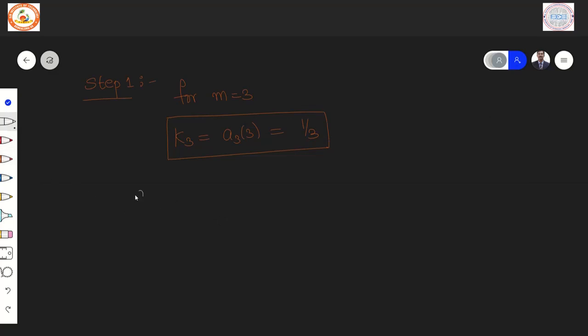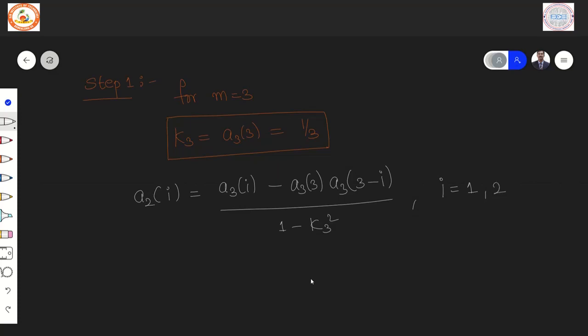Next, the second equation says Am minus 1 of i, the value of which I have to determine. So we just write the equation. Next we have Am of i minus A3 of 3 into A3 of 3 minus i, whole divided by 1 minus K3 square. This is after inserting the value m in the given formula. Now for this, the value of i that you can have is between 1 and m minus 1. So when you take m minus 1, we get the value as 2. So the possible values of i to be solved are i equal to 1 and i equal to 2, keeping the m value as 3. So let us start.